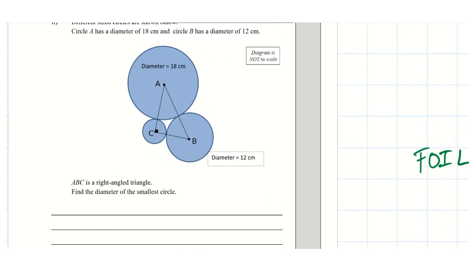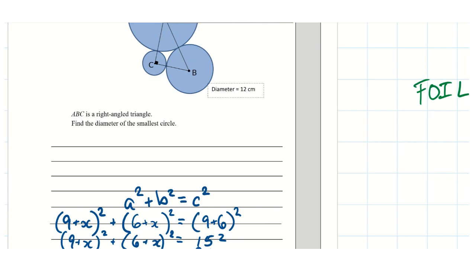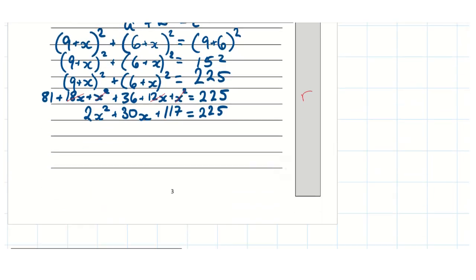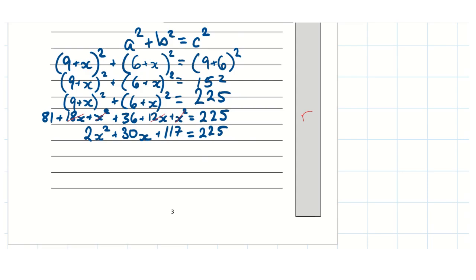Remember that we are trying to find the diameter of the smallest circle. We are trying to find this value right here. So we have to find out what x is. We have to find out what x is. Okay.